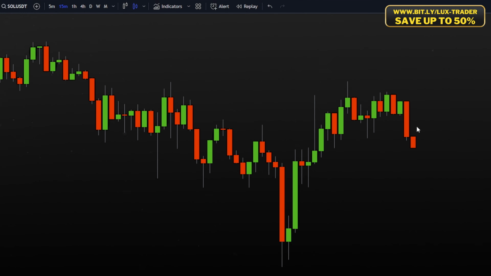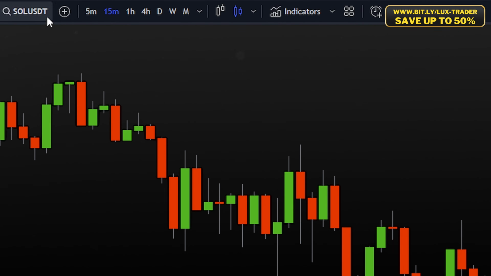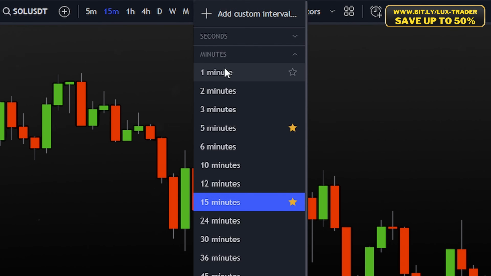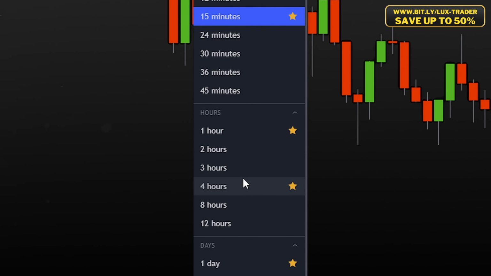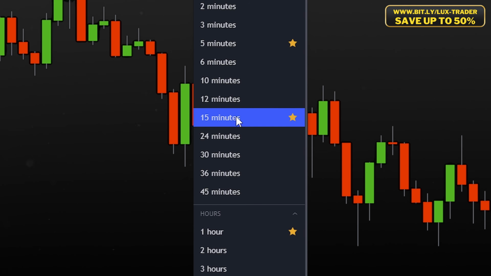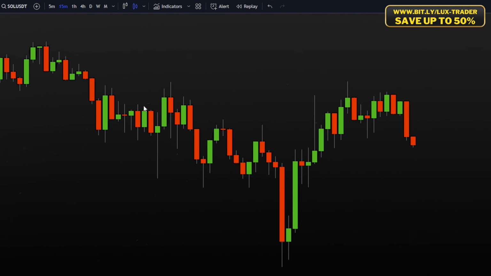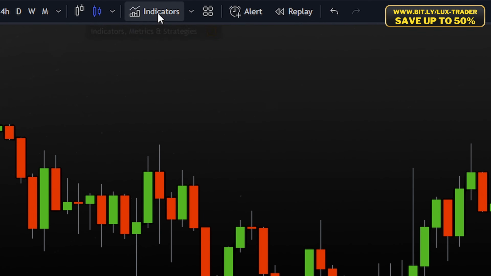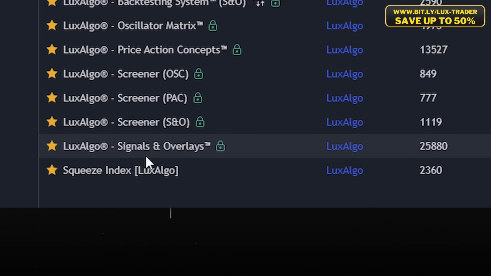To learn all about this strategy, let's start with a clean chart. This strategy works on several markets and time frames. It can be used from 1 minute to 4 hours and more. But as an example for this video, we will use the Solana chart on a 15 minutes time frame. The strategy includes one indicator, and in order to add it, click on the Indicators tab and search for LuxAlgo Signals and Overlays Premium and click that to your chart.